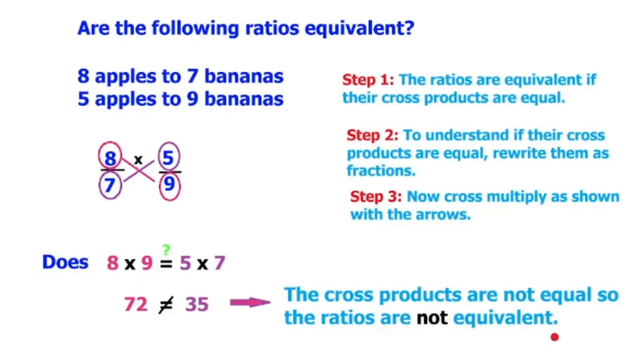So this would only work if this was equal. So these would be equivalent, but they're not. And this is a good way to also check fractions to see if they're equivalent. You could just do the cross multiplication method. So that's how you do that problem.